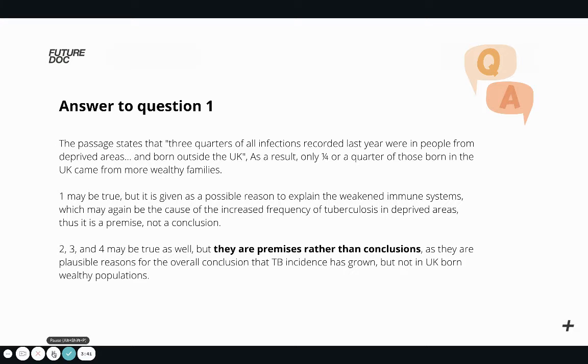2, 3, and 4 may be true as well, but they are premises rather than conclusions, as they are plausible reasons for the overall conclusion that tuberculosis incidence has grown, but not in UK-born wealthy populations. When considering all of these options, it's important to note that they are incorrect because they either do not address the whole of the argument, or mostly because they are not conclusions, but they are premises. So they support the main conclusion.